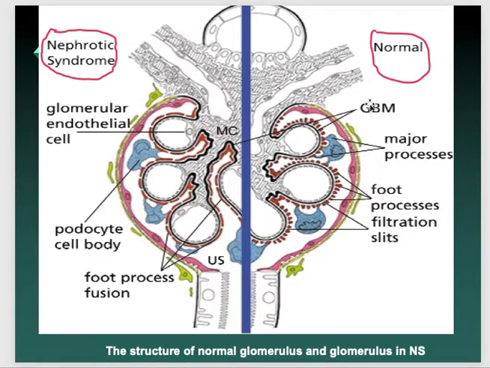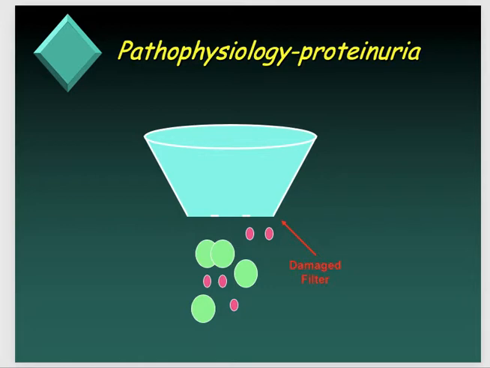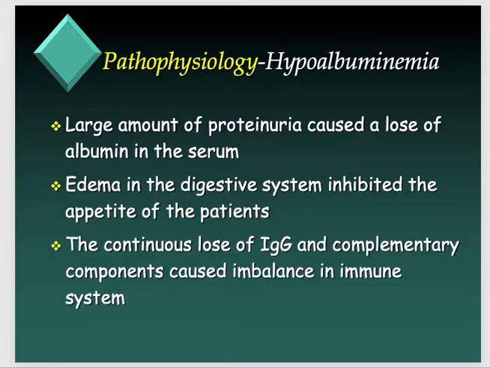Glomerular basement membrane, see this one here. These are the major processes. These are the foot processes. These are the filtration slits. So what's happening over here? Foot processes are fused like this, right? And see, it's becoming leaky, so all the proteins simply leak out. So this is showing proteinuria.